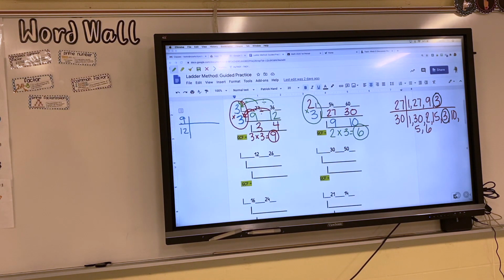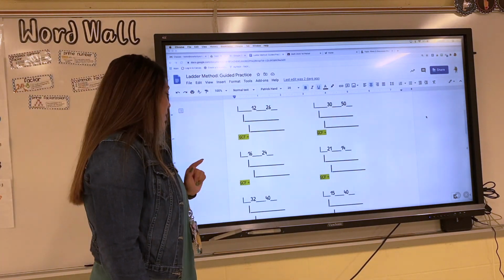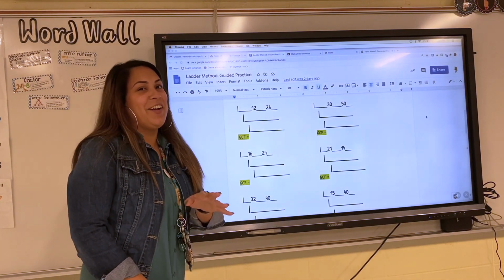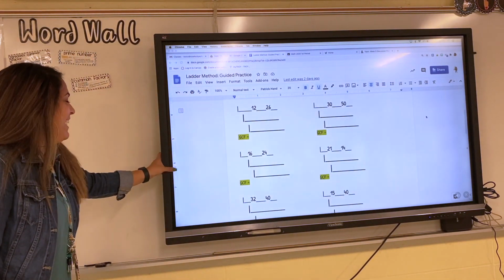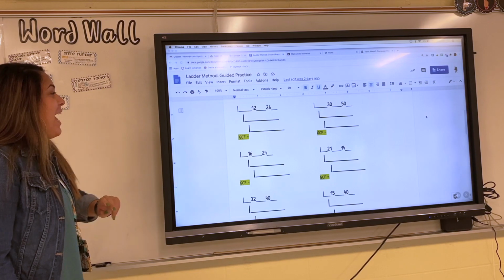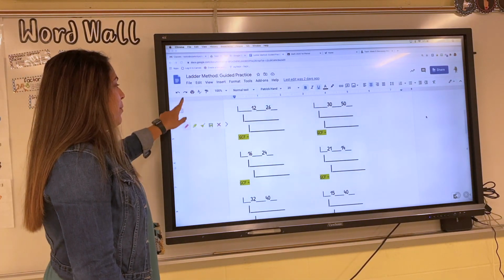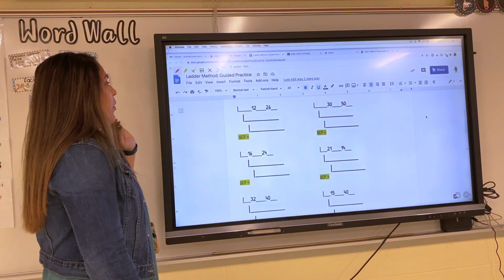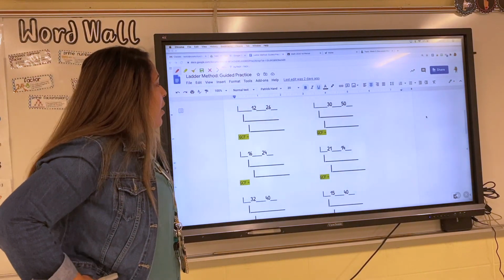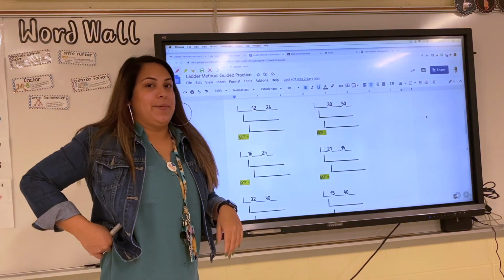Oh, I was ambitious over here. I have a lot of problems on this page. Sorry. All right. So, our next problem that we're going to do is 12 and 26.